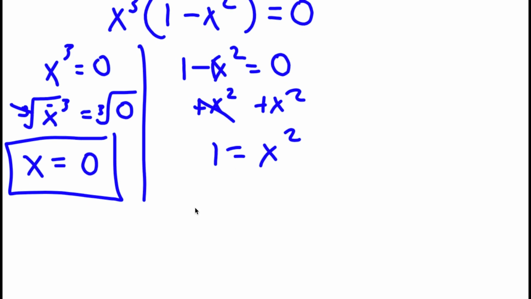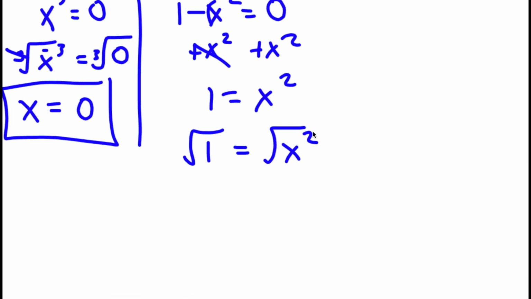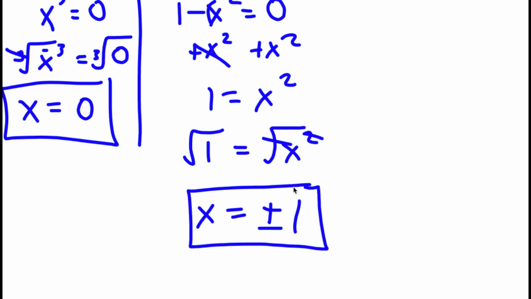So now I'm going to take the square root on both sides. So I have the square root of 1 is equal to the square root of x squared. So the square root of x squared, that's simply equal to x, and the square root of 1 is equal to positive or negative 1. So these are two more solutions to this problem.